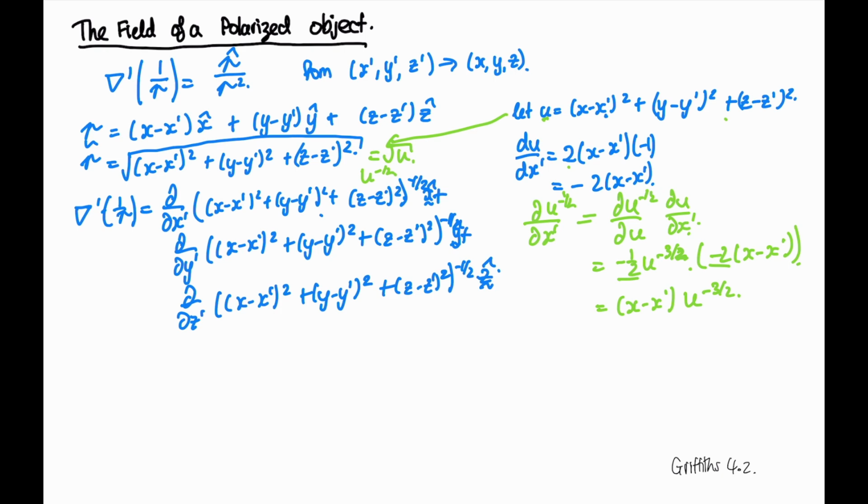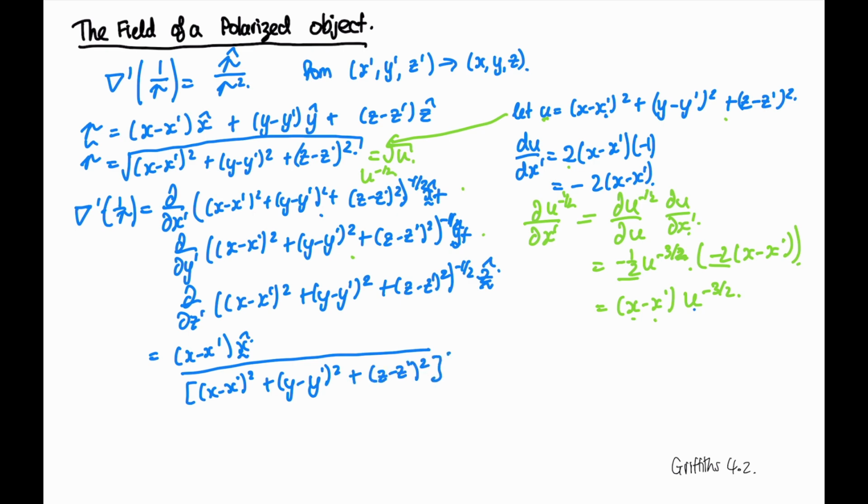And we'll end up with a similar thing for each of the directions. In the y direction, this will be y minus y prime. And in the z direction, this will be z minus z prime. Okay, so we can write this as x minus x prime in the x direction, over u to the minus 3 on 2, which is x minus x prime squared plus y minus y prime squared plus z minus z prime squared, and this is to the 3 on 2.